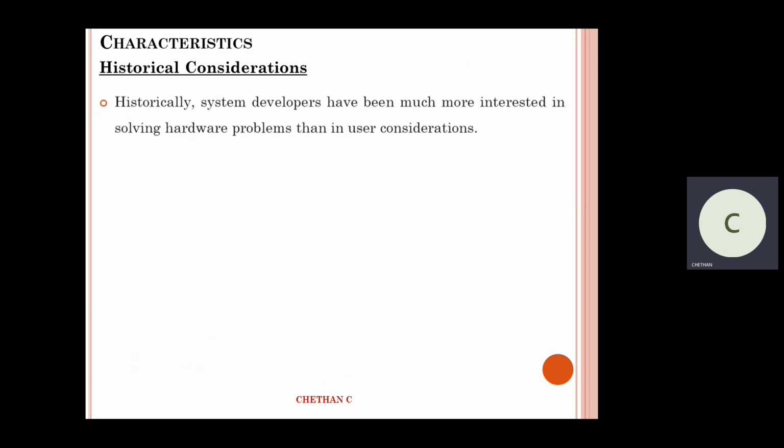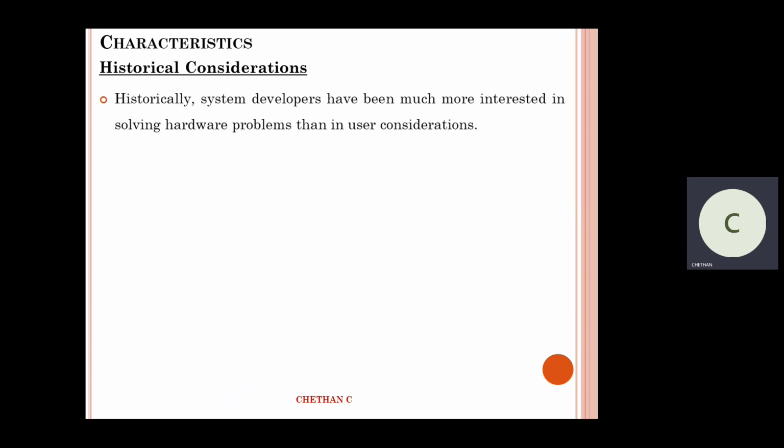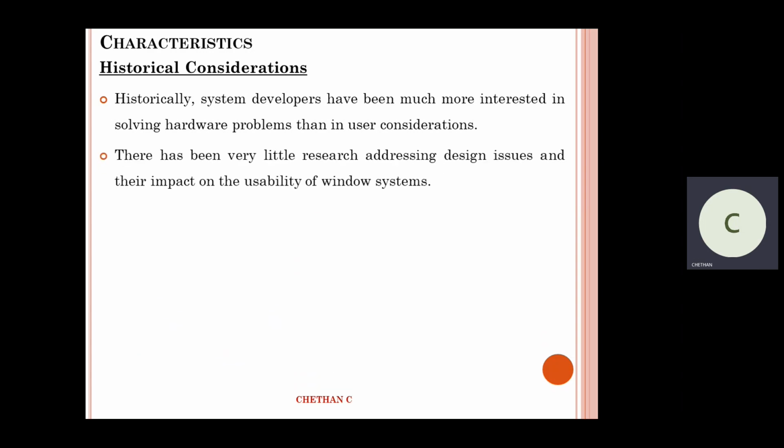So what is the first one? The historical considerations. Historically, system developers used to spend a lot of time, or were more interested, in solving the hardware problems than in user considerations. Historically, in the past, there has been very little research addressing the design issues and the impact on the visibility of Windows systems.